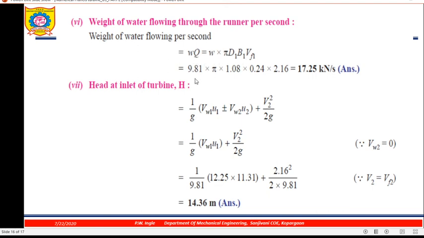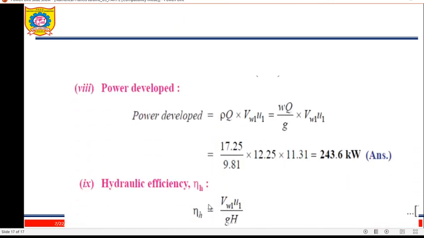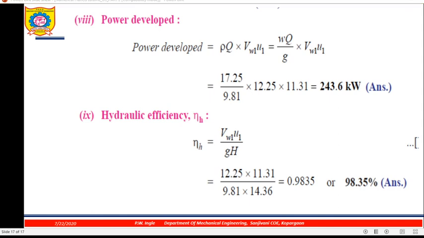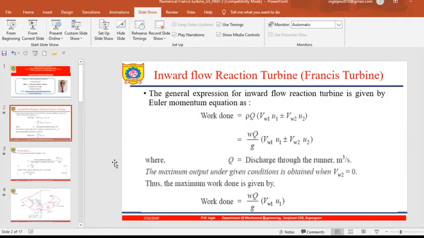Then the head at inlet of turbine is 1 by G (VW1 U1 plus minus VW2 U2) plus V2 square by 2G. VW2 is 0, so you will get the answer for the head at inlet of turbine. Then next is power developed. It is rho Q VW1 U1 because VW2 is 0. Just put the values and you will get power developed 243.6 kW. Then hydraulic efficiency is VW1 U1 upon GH, so it is 98.35 percent, because VW2 is 0.